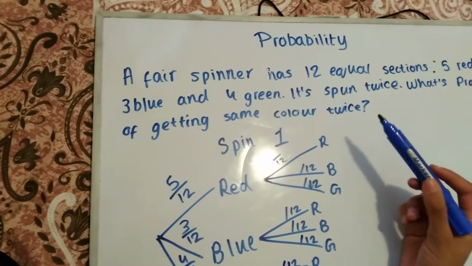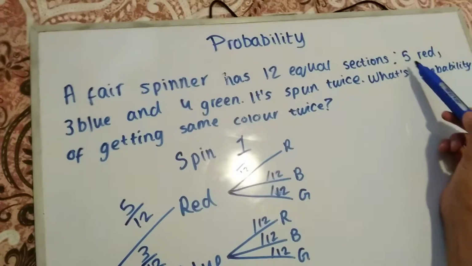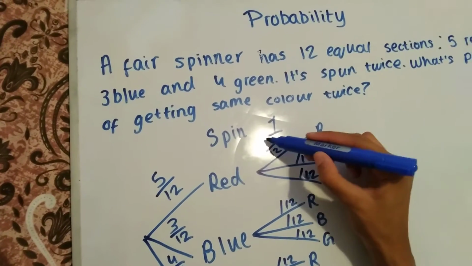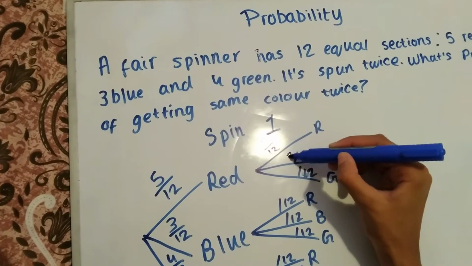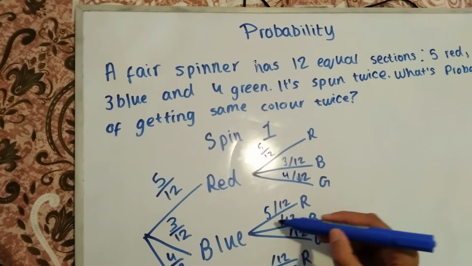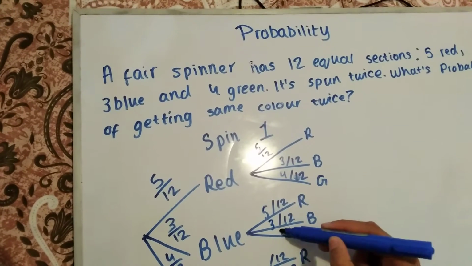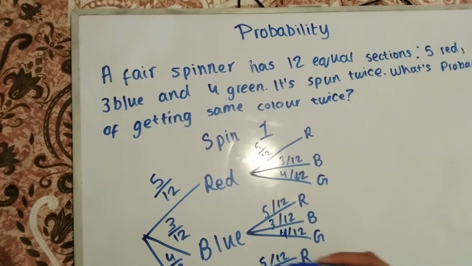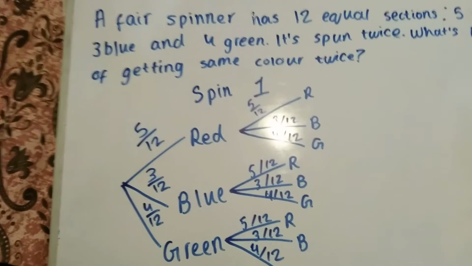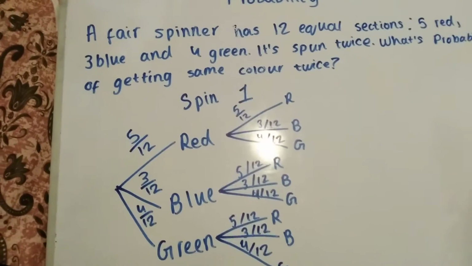Okay, now the probability of getting a red, as we know, is 5, because there are equal sections. So we're going to put 5 on red, 3 on blue, 4 on green, 5, 3, and 4, 5, 3, and 4. Now, we have worked out the probabilities of all these outcomes.